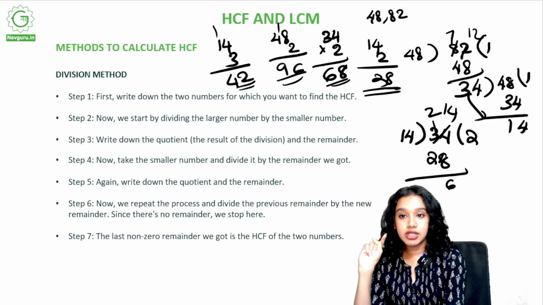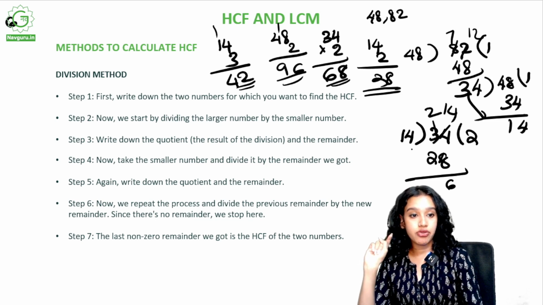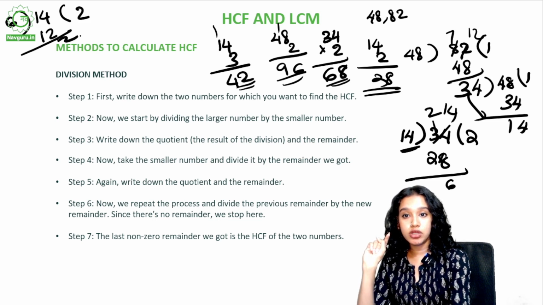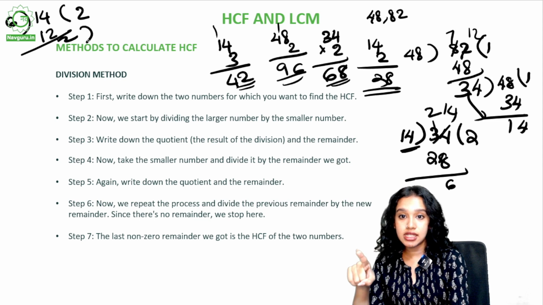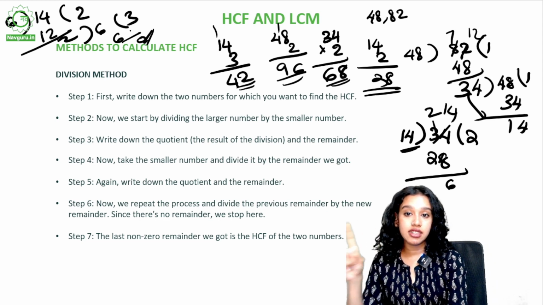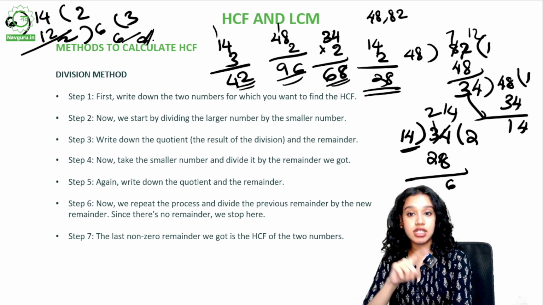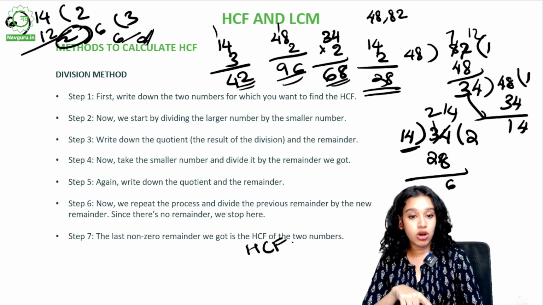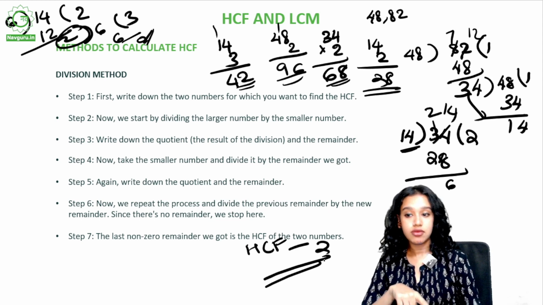Now we have 6 as the divisor and 14 as the dividend. So 2 6s are 12 and we'll get 2 remainder. Now we'll take 6 as the divisor and 2 as the dividend and we'll get 3, 6 and 0. So which is the divisor which actually gave us the remainder 0? 2. So 2 is the HCF of both of these numbers.